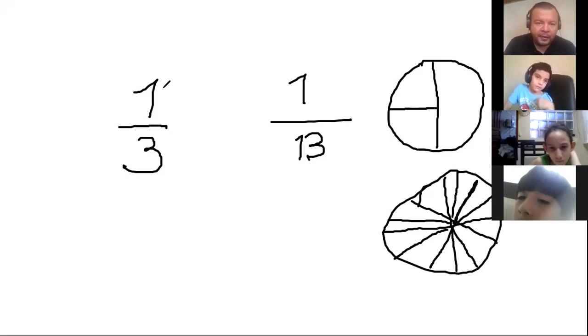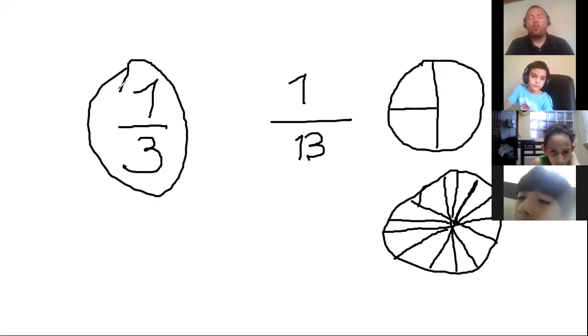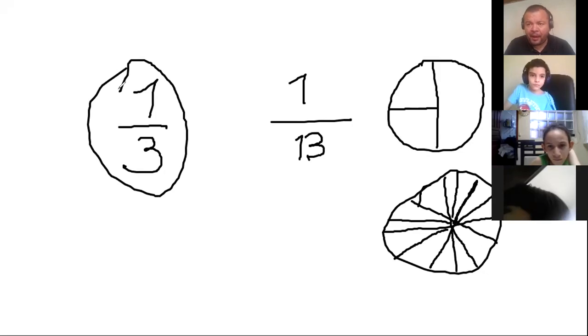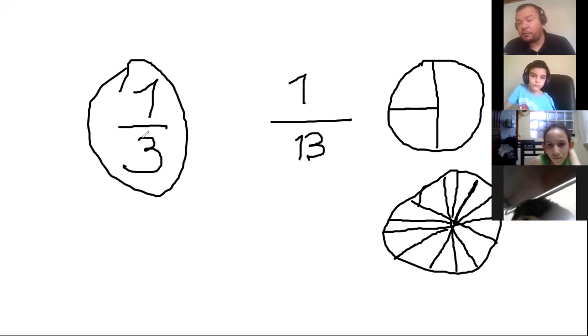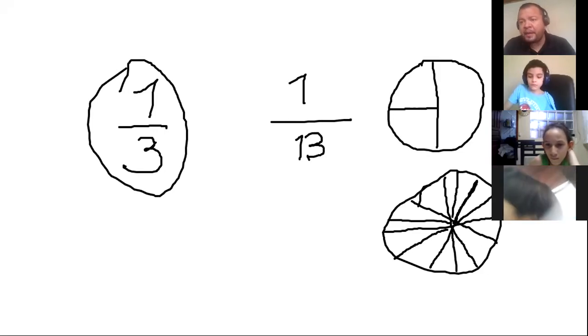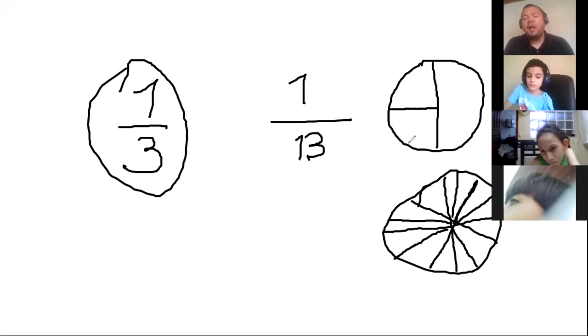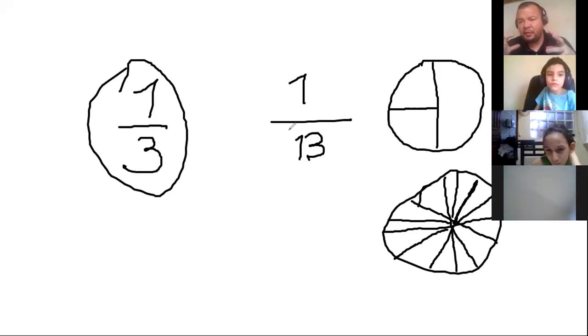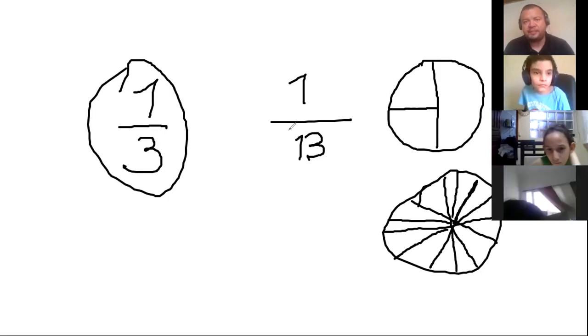1/3. This one is bigger. Why? Because less parts. Or to say it this way, a bigger number in the denominator makes the fraction smaller. The bigger the number in the denominator, the smaller the fraction is.